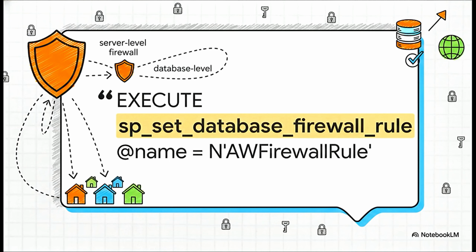sp_set_database_firewall_rule. And remember to replace those zeros with your actual IP address. So why are we doing this? Well, while server-level firewalls protect the entire logical server, database-level firewalls are scoped specifically to the individual database itself. It's a fantastic way to enforce strict, granular security, which makes your database way more portable and resilient.